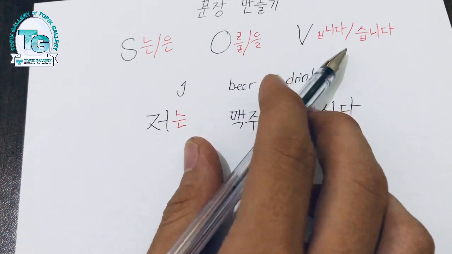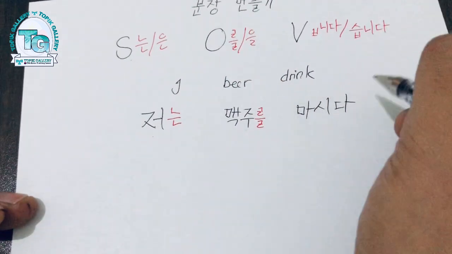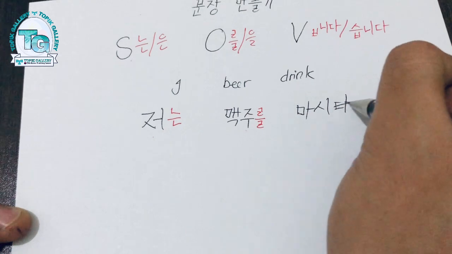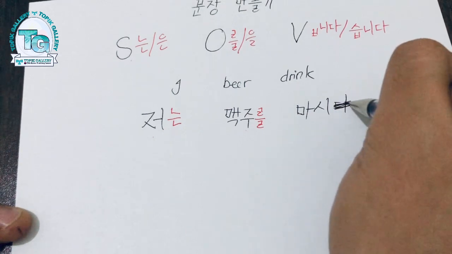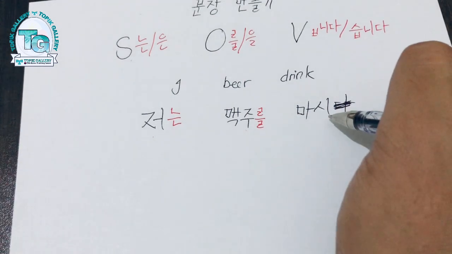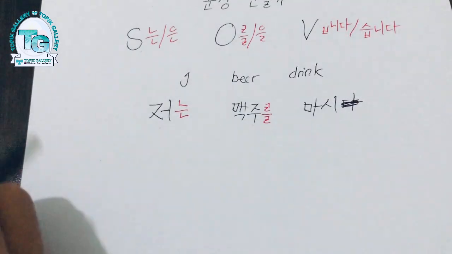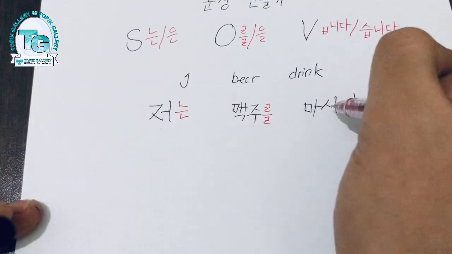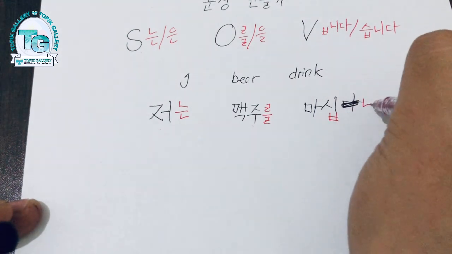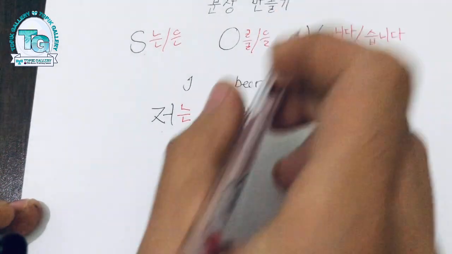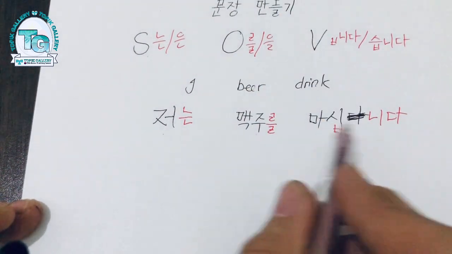Present tense, nida form. So how do we do that? First, remove the da. Then the last letter of the verb stem is the vowel E. So when the last letter is a vowel, what do we add? Yes, we will add pnida. So it became masimnida, its present tense.